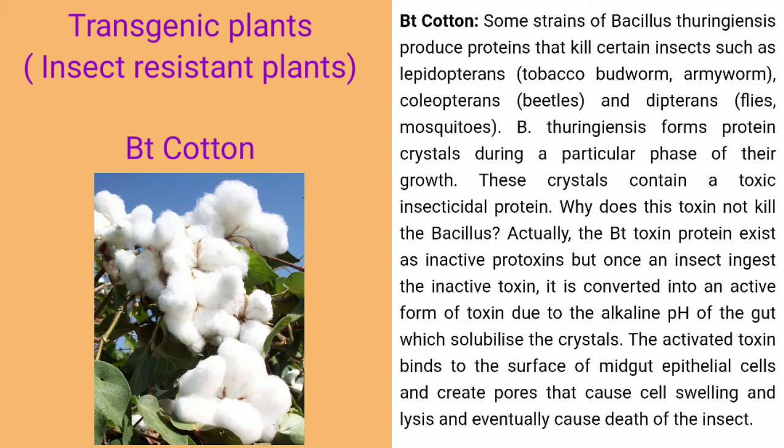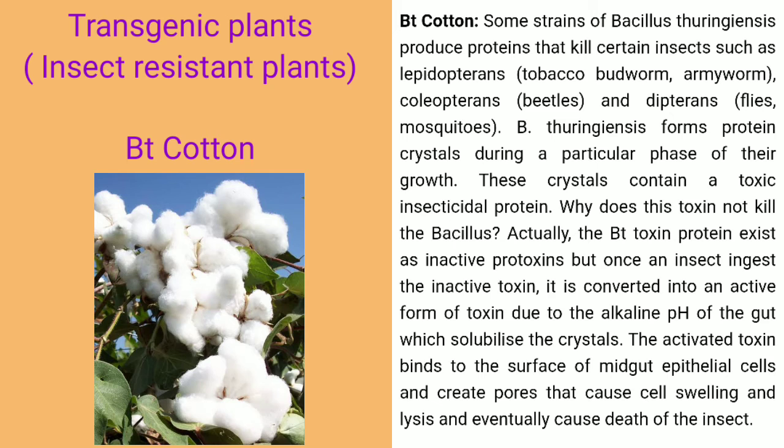and makes the plant insect resistant rather than using any kind of pesticide. So the gene itself produces the toxin, but in the cotton plant it remains in an inactive state. And when the insect feeds upon the plant, or comes to attack the plant, that protoxin, the toxin in the inactive state, goes into the insect body.